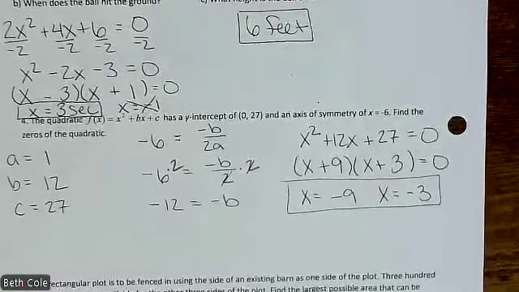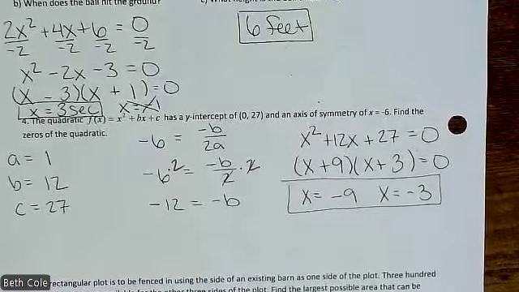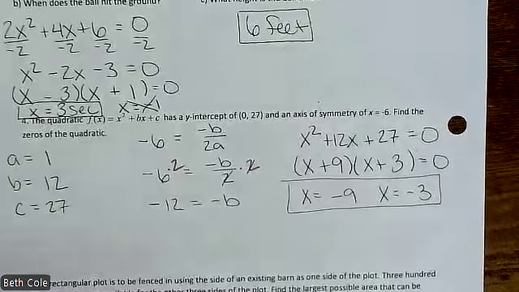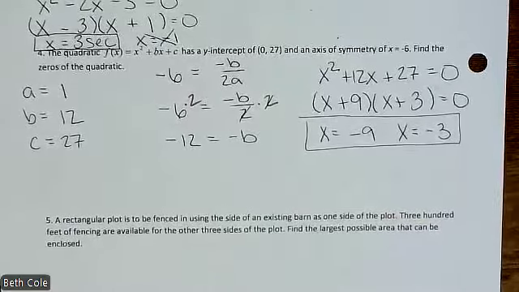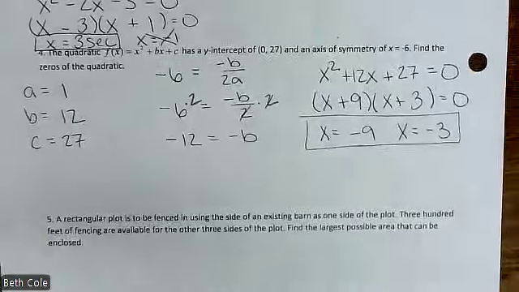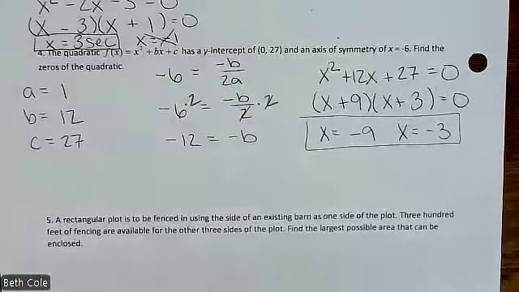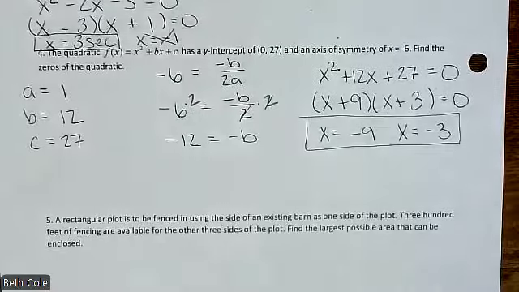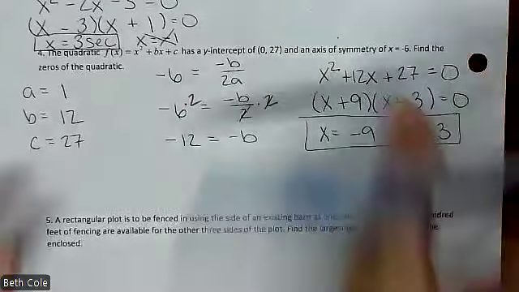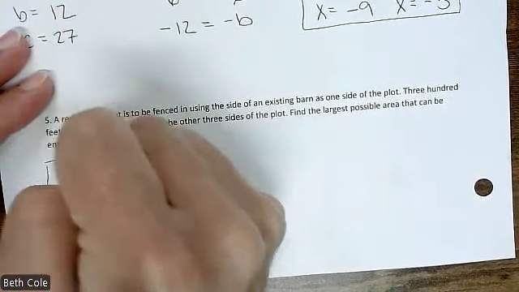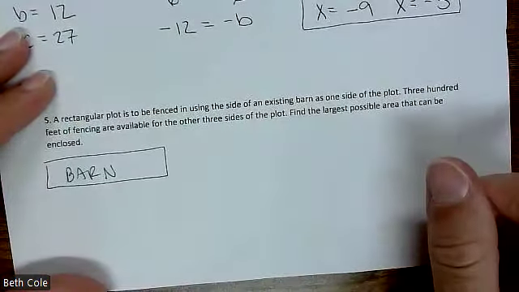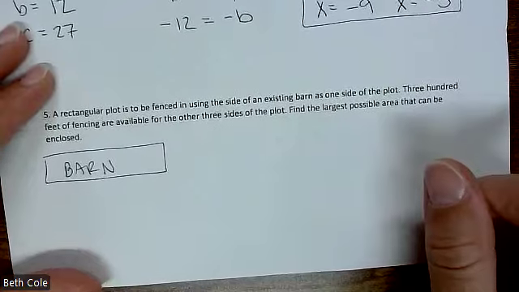All right, last one. A rectangular plot is to be fenced in using the side of a barn as one side of the field. Why would that be good to use the barn that's already there as one side of your thing? You don't have to pay for more stuff. Like it's already there. Okay. So here is my picture of a barn. Don't make fun.